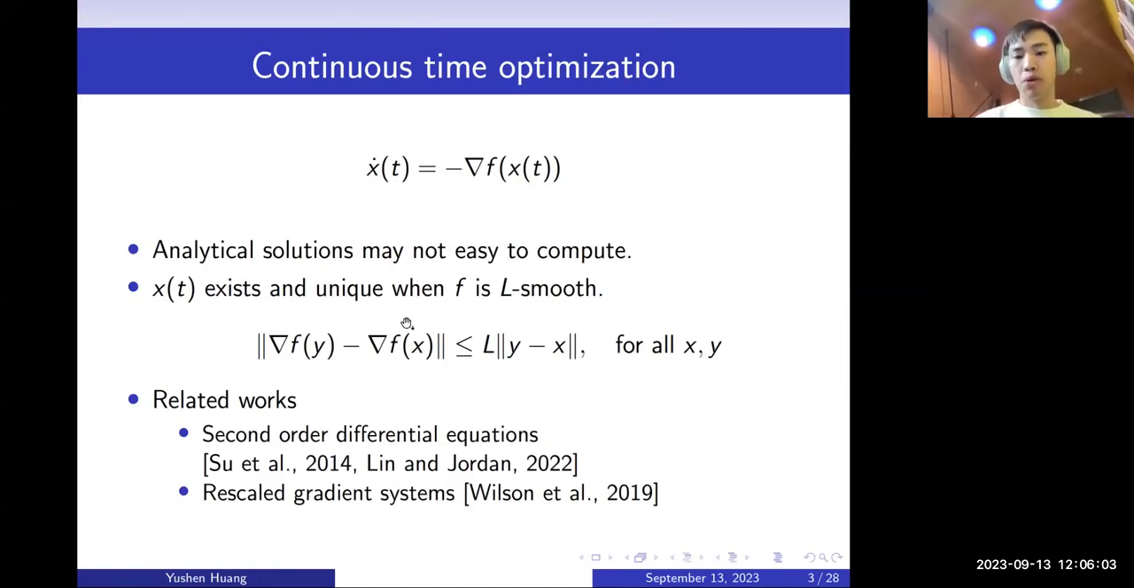And this is global existence and uniqueness, which is special compared to normal differential equation systems. Normal differential equation theory only gives you local existence and uniqueness. And there are also some related works talking about how to use continuous time optimization in the optimization world. Yeah, there are several papers talking about that.